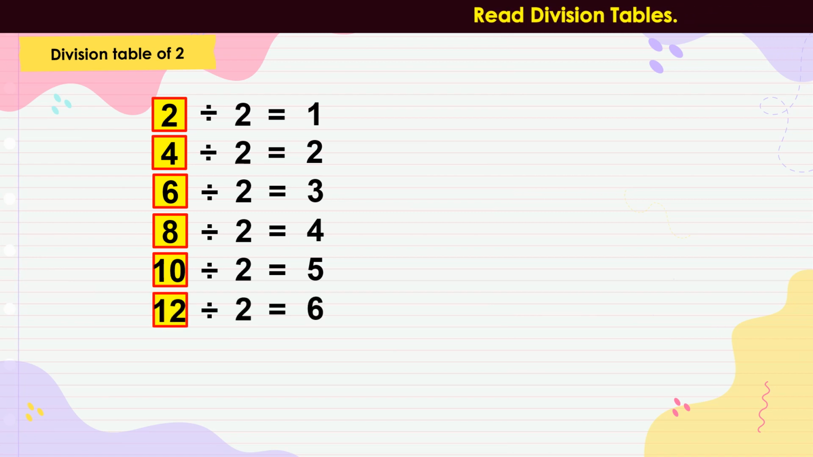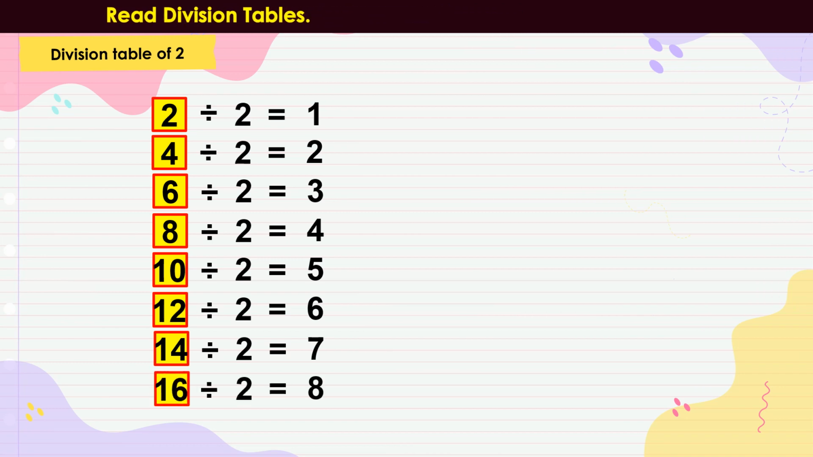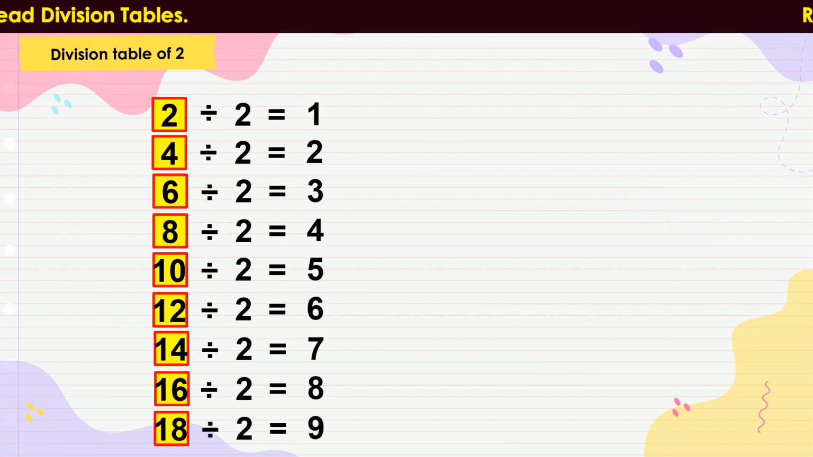12 divided by 2 is equal to 6. 14 divided by 2 is equal to 7. 16 divided by 2 is equal to 8. 18 divided by 2 is equal to 9.